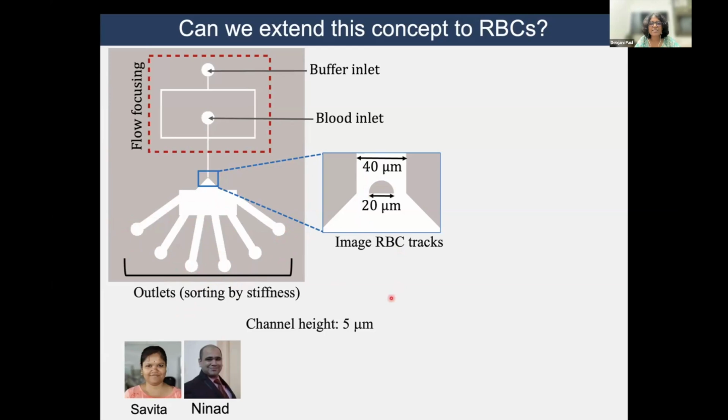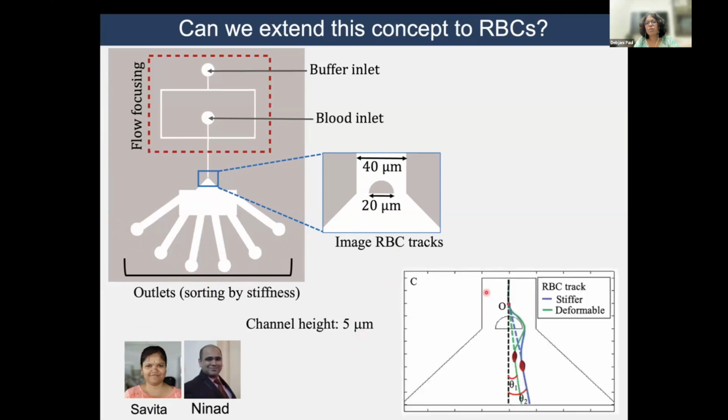Now, this project was started by my first PhD student, Ninaz, towards the end of his PhD, and it has been established completely by the second PhD student, Savita. So the hypothesis is that if we have RBCs passing through this device, the softer RBCs would follow this green line and the stiffer RBCs would follow something like this, the blue line over here.